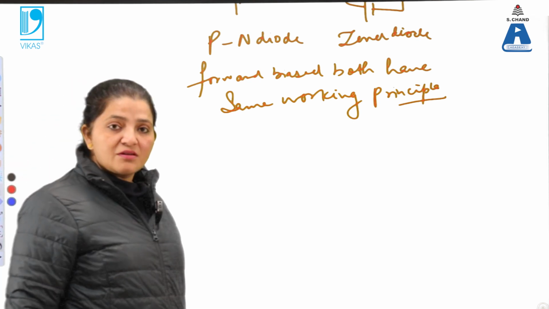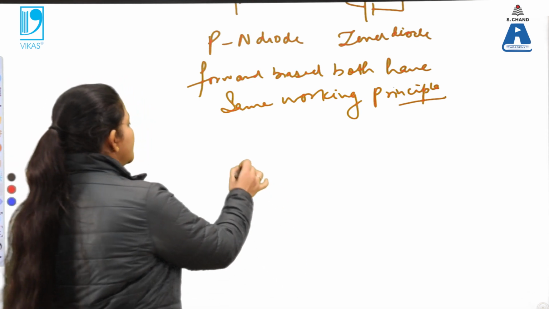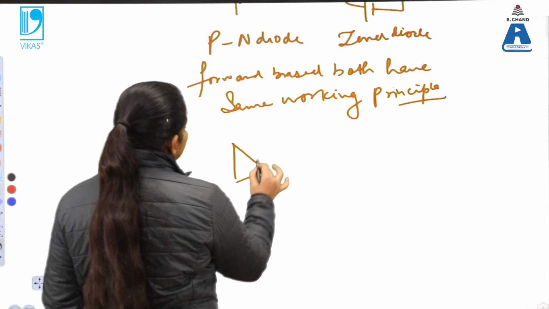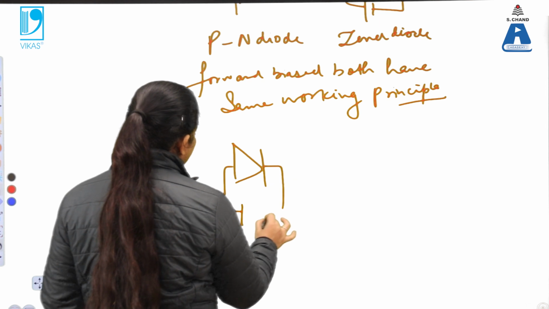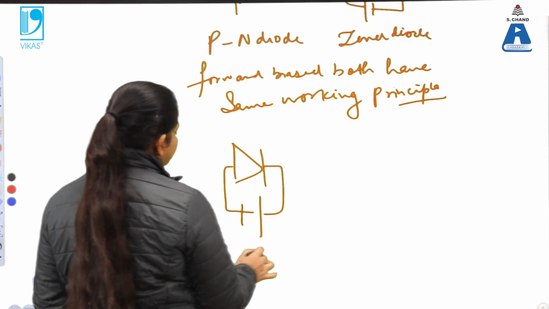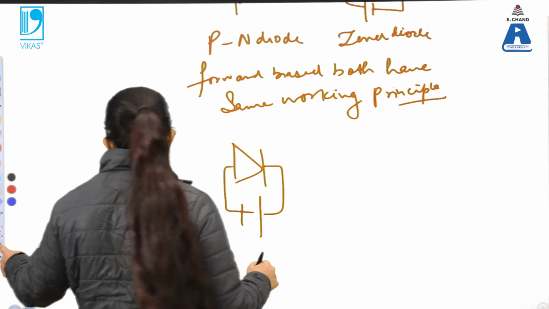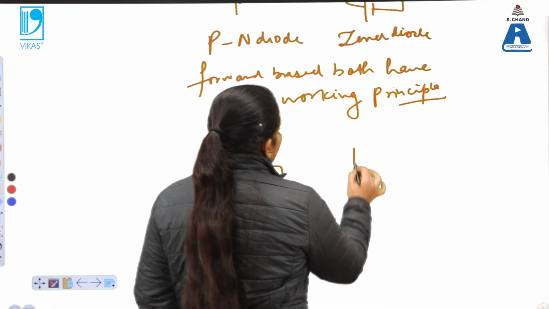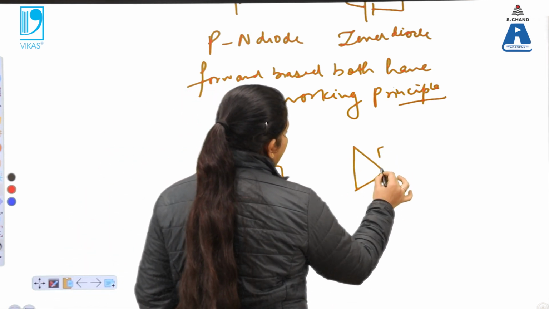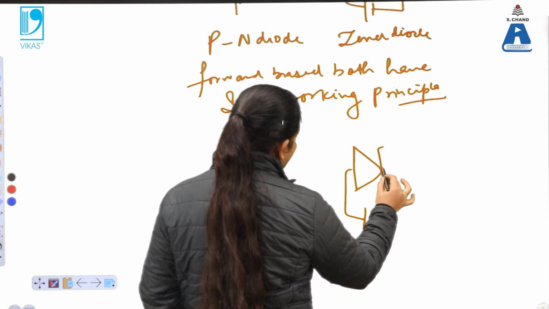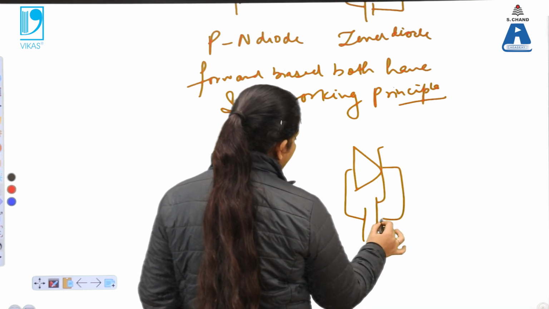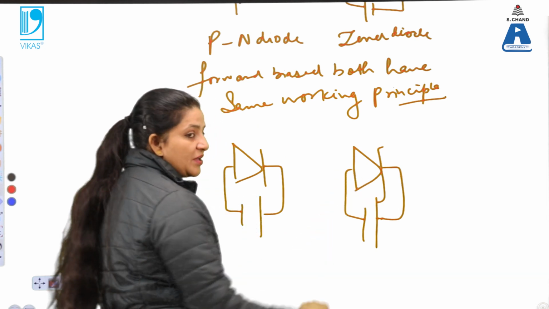Now what will happen in the reverse bias? In the reverse bias, for the PN junction diode, P is connected to negative and N is connected to positive. So this is the reverse bias condition. While for the Zener diode, again this is negative and that is connected to the positive terminal. Now this is a heavily doped material.